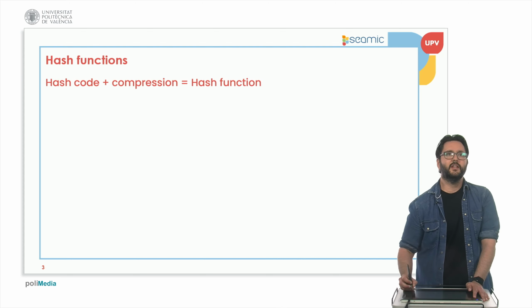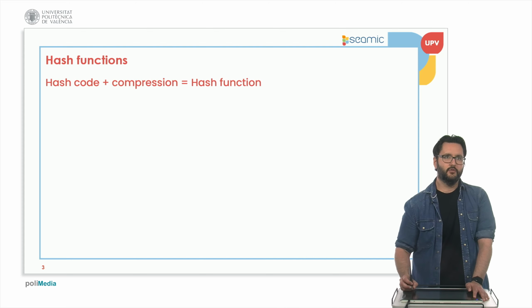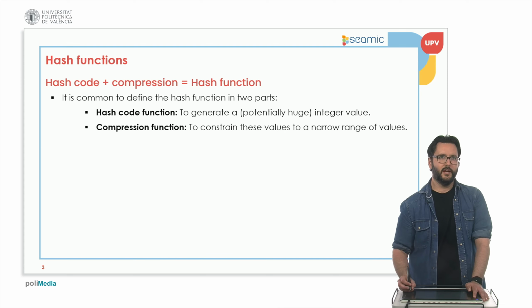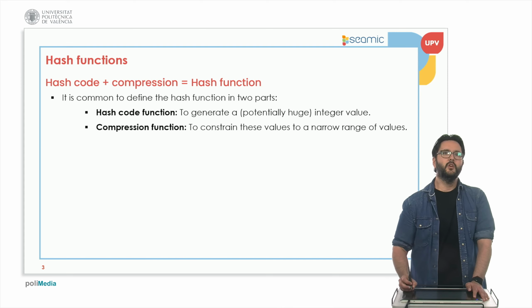The hash function has two main components, the hash code function and the compression function. The hash code will provide a potentially huge integer value, and with the compression function we are going to constrain this value into a narrow range of values, in this case the positions in the list.